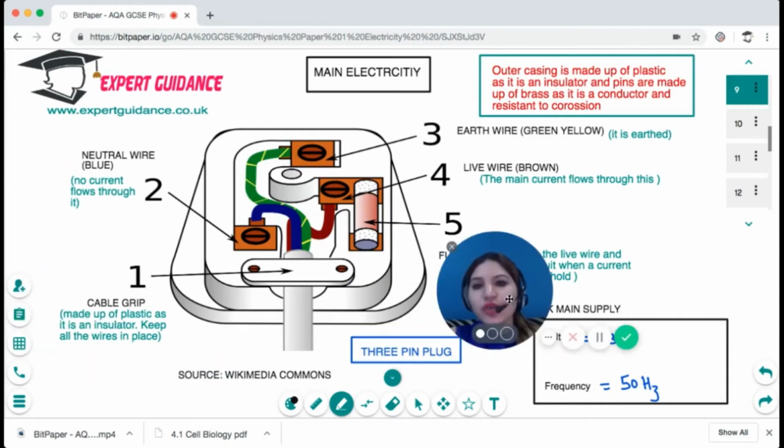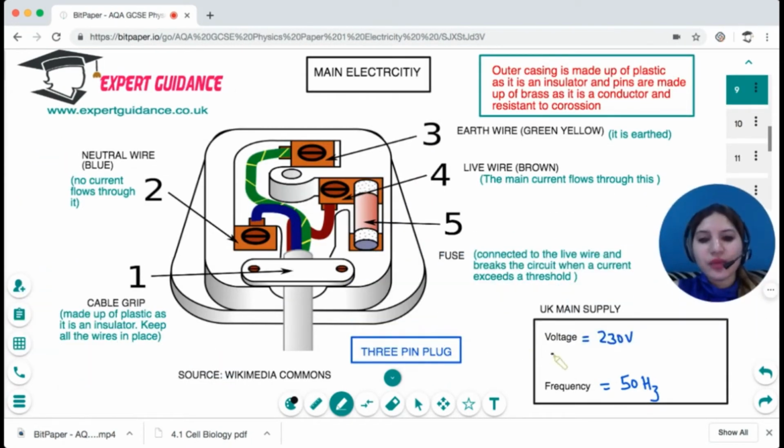Next is the UK's mains supply. If you talk about the UK's mains supply, you need to remember there's 230 volts and the frequency is 50 hertz. This is a 3-pin plug, which we see in all our home sockets. You need to know the components of each. Okay. So can you see there are 3 wires? One is blue in color, one is greenish yellow, one is brown.